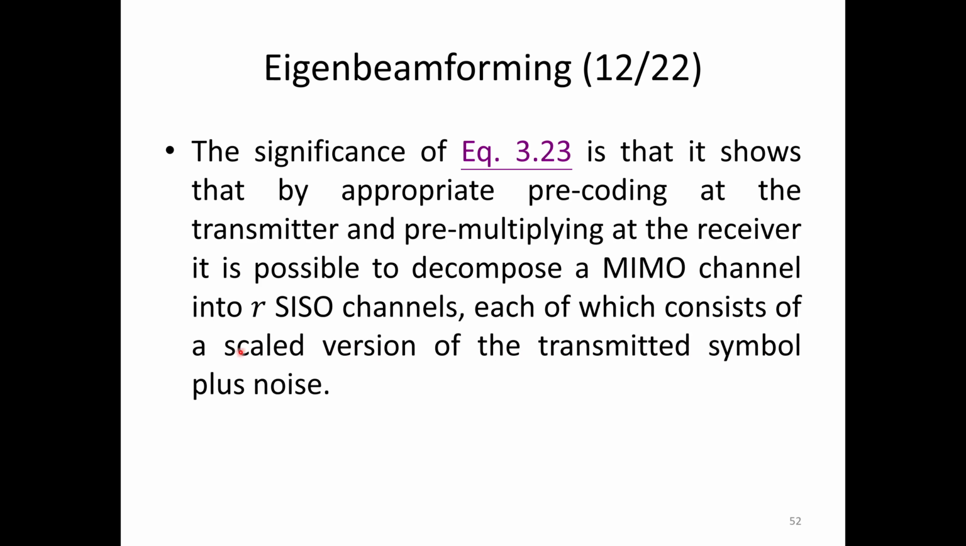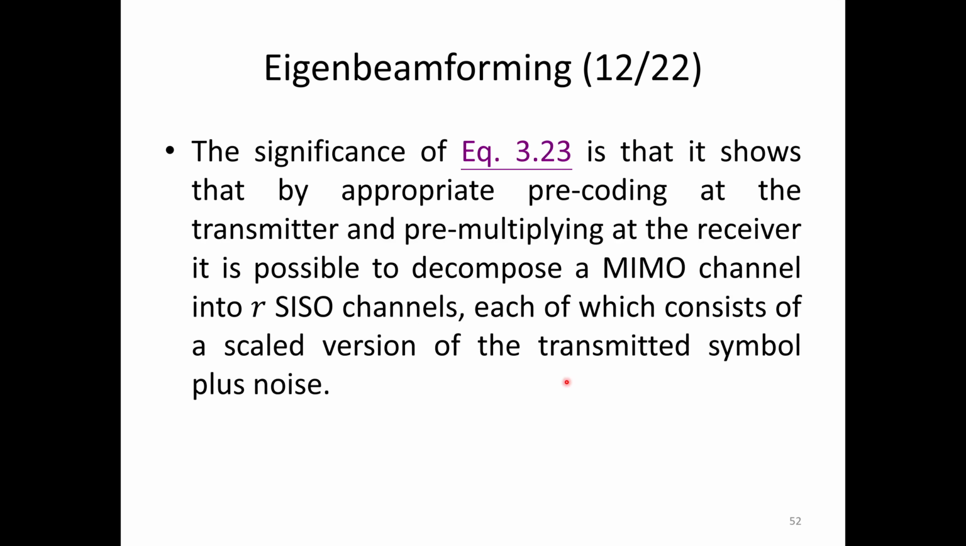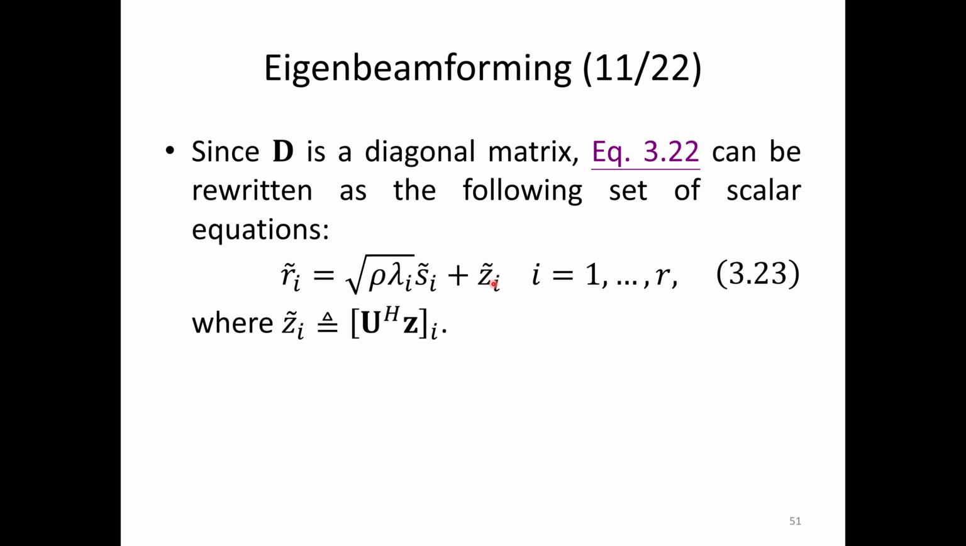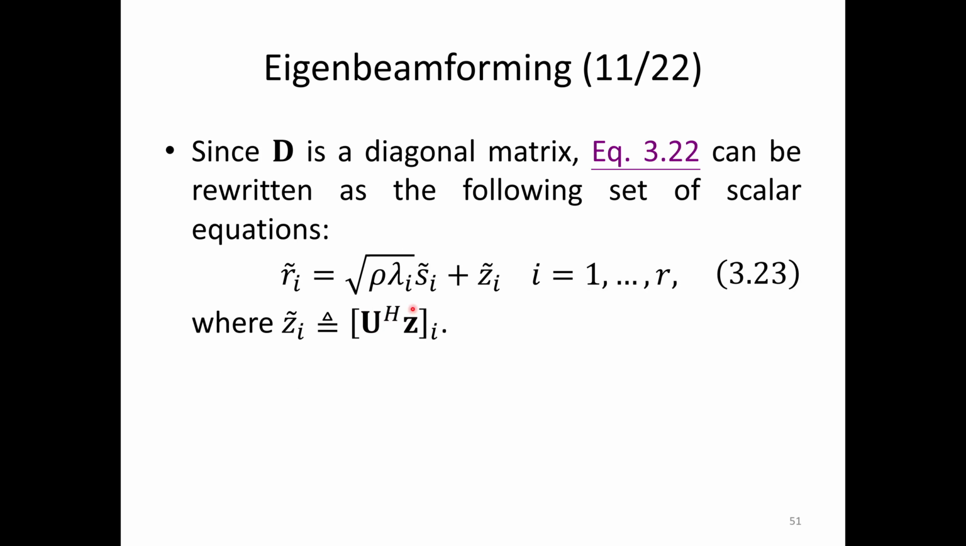What is the meaning of the scaled version of the transmitted symbol? It means that it is equal to a scalar times S tilde i, where the scalar is equal to the square root of rho times lambda i, plus noise. Noise is Z tilde i. You may ask a question: the noise should be Z, not the ith element of U Hermitian times Z. However, it can be proved that if Z is a complex normal random vector, then U Hermitian times Z has the same distribution as Z. So U Hermitian times Z can also be treated as the noise vector.